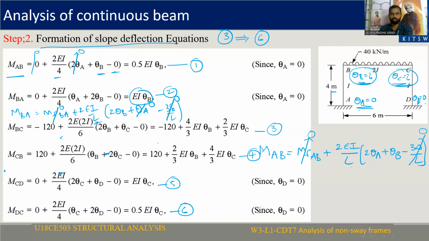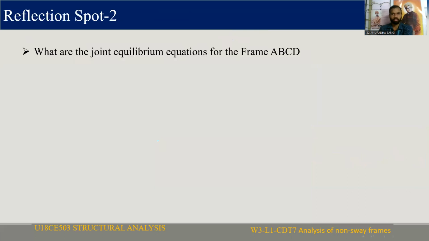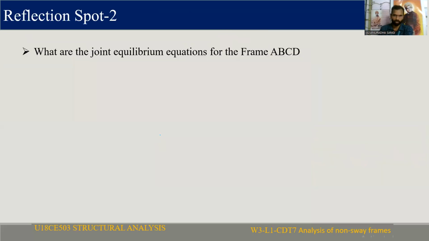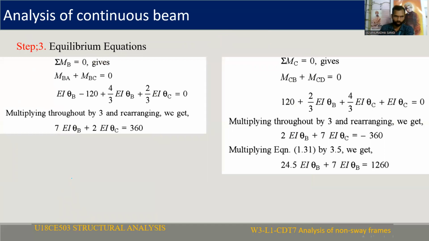After formation of the slope deflection equations, we need to write the joint equilibrium equations. If you see, the given figure is a frame. This is A, this is B, this is C, and this is D. A and D are the supports. B and C are the joints.